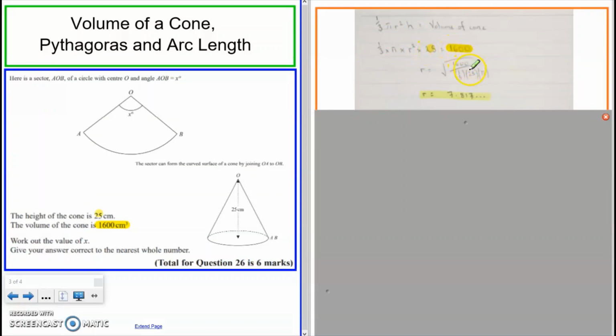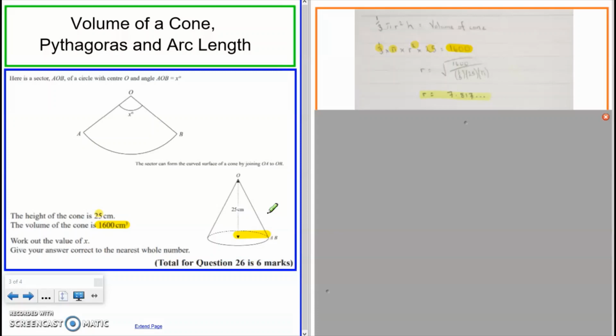So I divide everything on this side by a third pi times 25, and then I take the square root to find that the value of r is 7.817... So I haven't rounded at this stage. But what I've worked out is this radius here, because I need to find some more information about the sector and about the cone in order to approach the question and find the value of x.